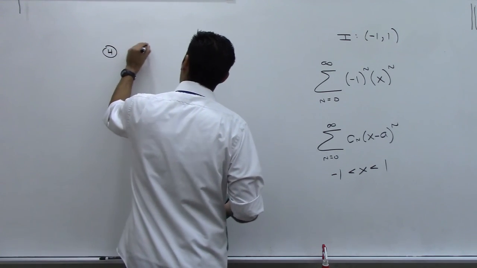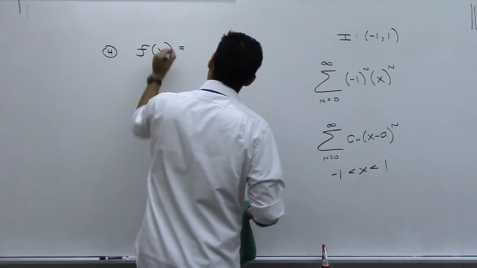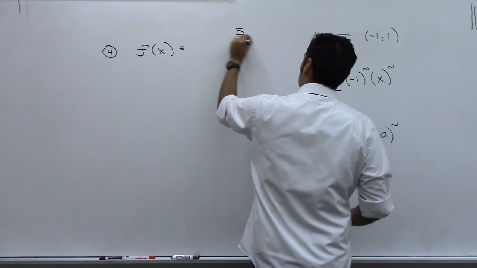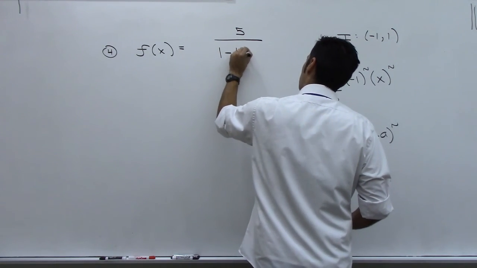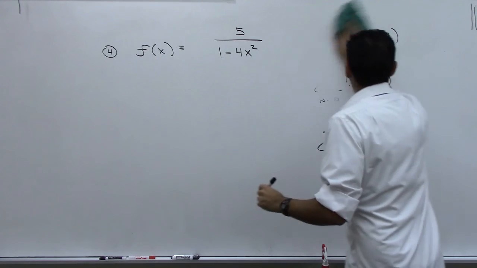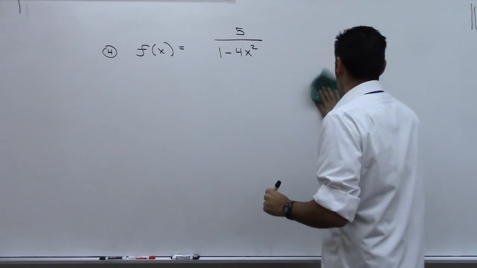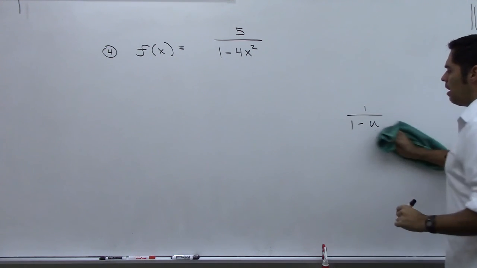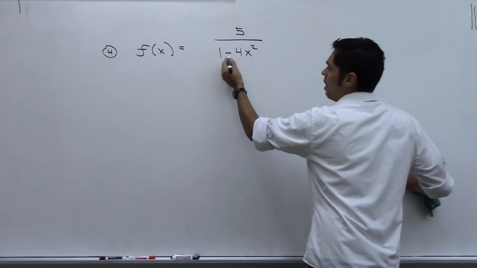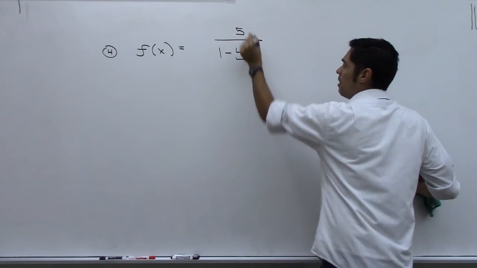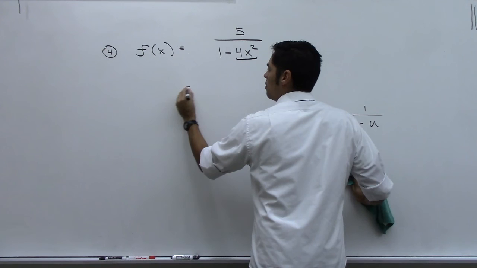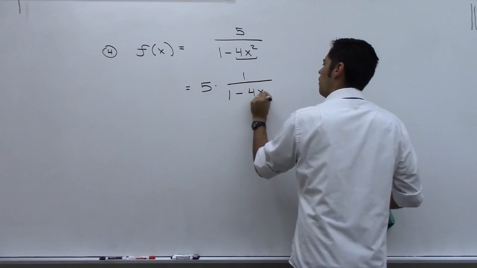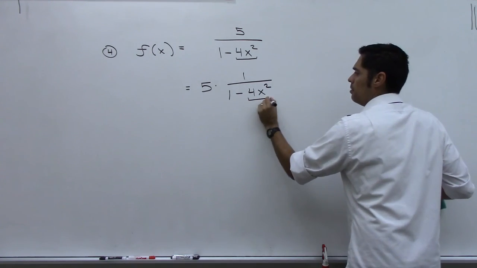For 4, you have a function f of x is equal to 5 over 1 minus 4x squared. So again, what we'll want to do is try and make this look like the 1 over 1 minus u and figure out what u is. So I have 1 minus u. This looks like I could use this for u, except for the fact that we have a 5 on top. So I'm going to pull that 5 out front and make it look like this. Like that. So this is our u.